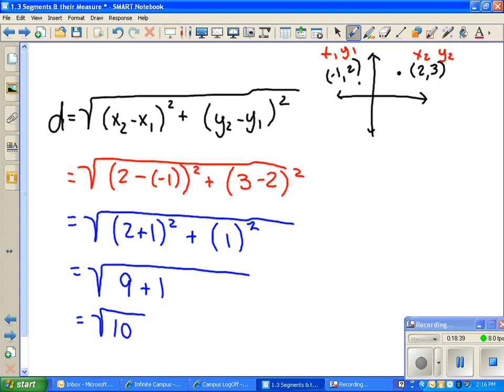Now, if you're in my CP class, then you have to simplify your radical. But in CTP, you do not. Is that okay? Anybody have questions?